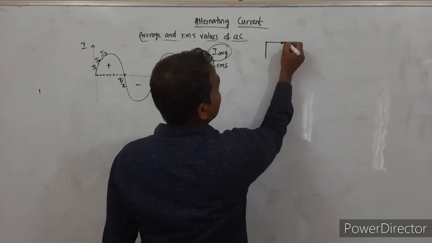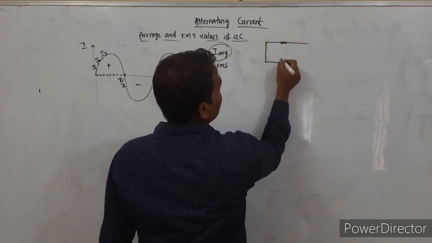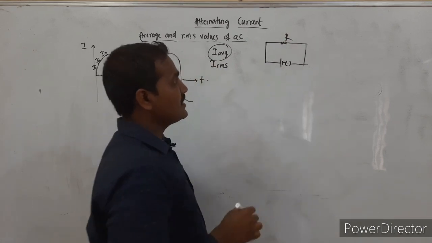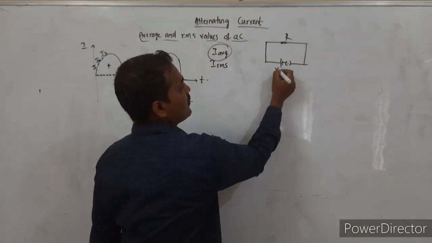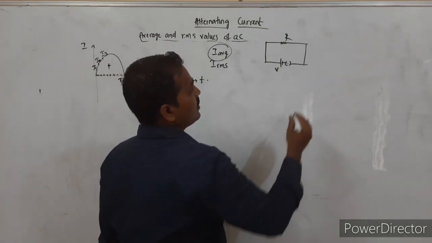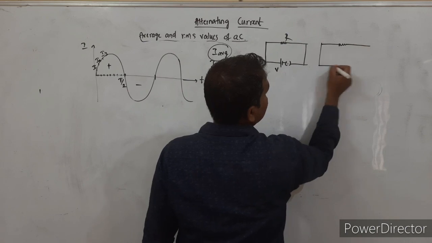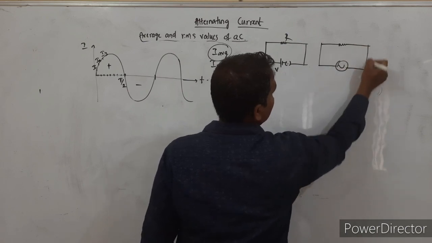Okay, and theoretically the definition of the average value of alternating current can be understood like this. Let us consider a circuit connected to a DC source. Let us say a simple resistor I will take. Yes, so this is connected to a DC source of EMF V here. Okay, and let us consider the same resistor, the same circuit, connected to the AC source.